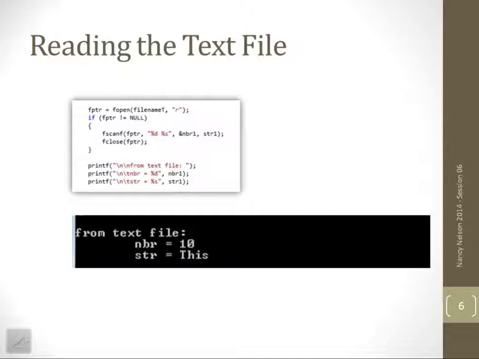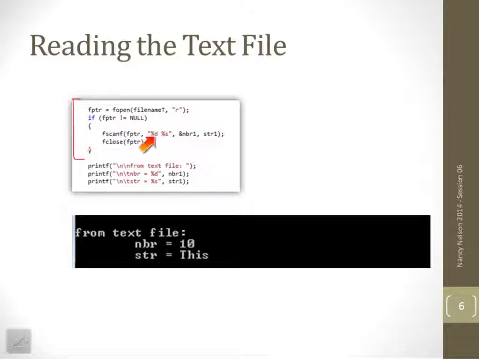Now let's take a look at the code that we could use to read these files. So here we can see the actual reading part. We start with our open, and here we're opening with the mode of r, which means we're going to read a text file. We check. We used fprintf, a formatted print, so we're going to use a formatted read, fscanf.